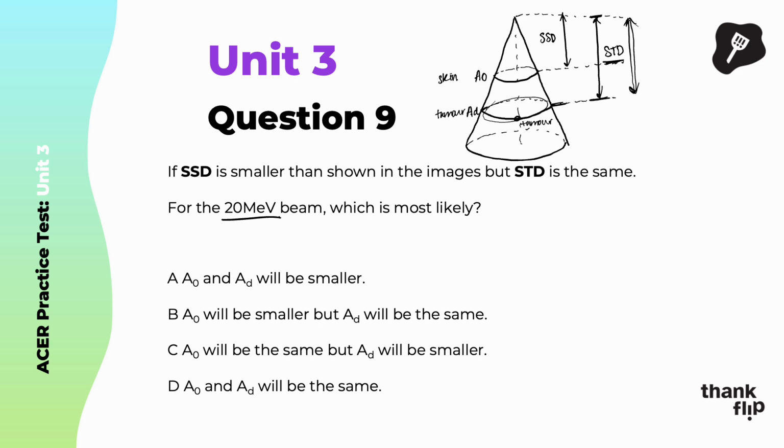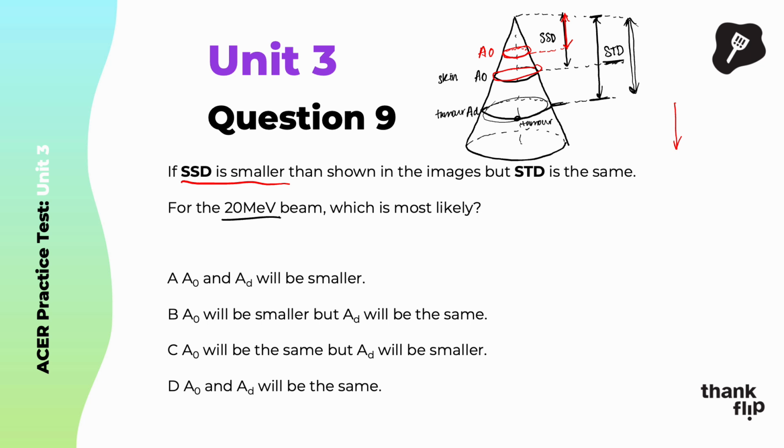Now we're going to look at SSD. So SSD is smaller than shown in the images. So basically this distance decreases. So let's say it was up to here now. Now, just from knowing the nature of a cone, we already know that this circle here is going to be smaller than this circle here, right? Because as a cone progresses downward, the radius of the cross section is going to increase. So this is going to be our new AO, and that AO is going to be smaller.